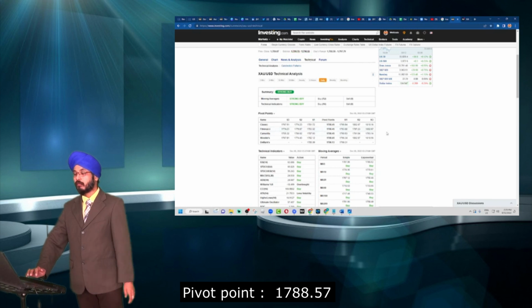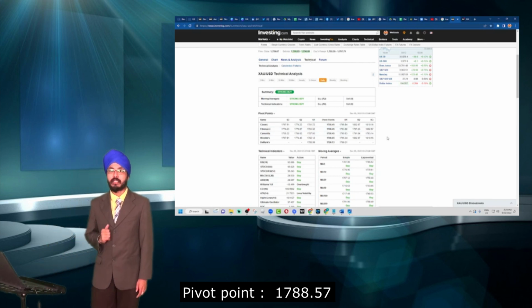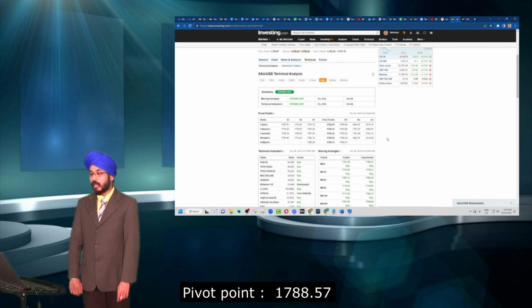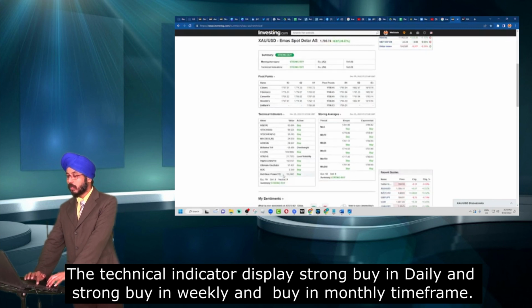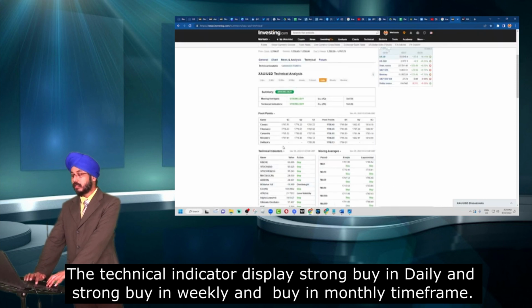Additionally, we have a pivot point which is 1788.57. Our first step is to see what our technical indicators indicate. We have a strong buy on the daily, and below that we have all the technical indicators listed. We will also check our higher time frames, such as weekly and monthly. At the weekly, our technical indicator also shows a strong buy, and for the monthly, we also have a buy.